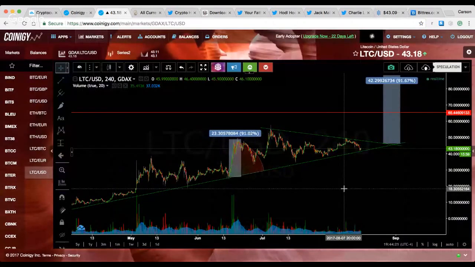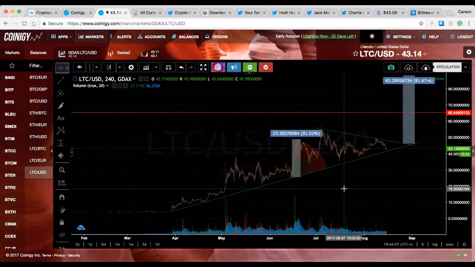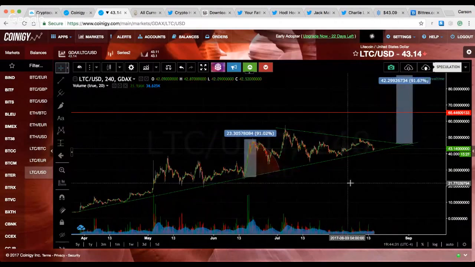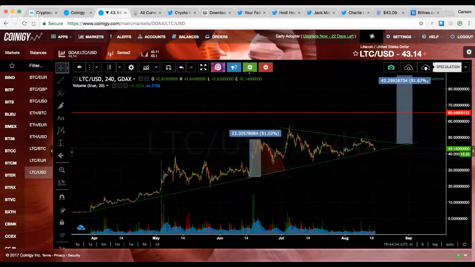I bought quite a bit of Litecoin at $43. If you guys tuned into my really late live stream last night, it was like 3 a.m. in the morning, and I did a live stream letting you guys know that I was going to be doing the giveaway. But yeah, so the trend line wasn't broken, and I want to point out a pattern for you guys.